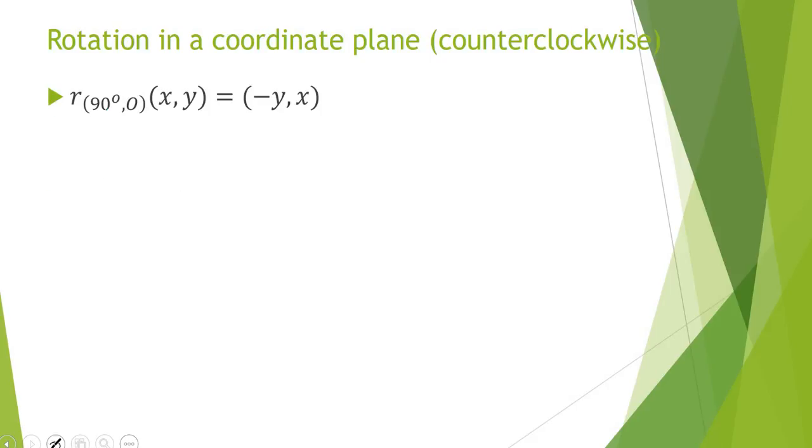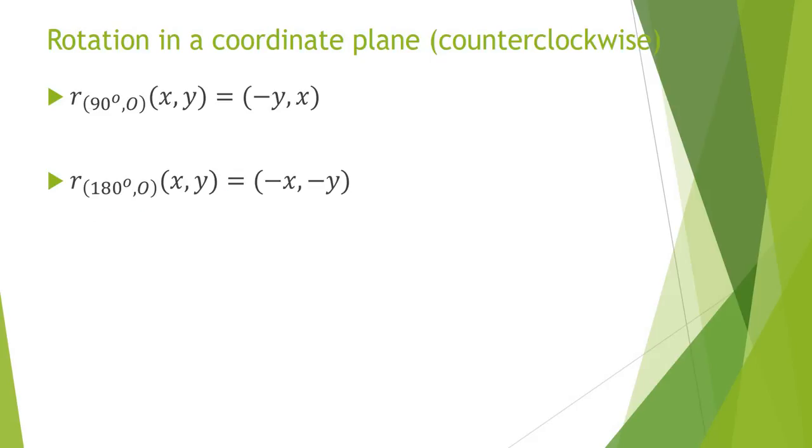Okay, rotation in a coordinate plane. And again, we're talking counterclockwise here. So if I want to rotate 90 degrees around the origin of the coordinate plane, I want to rotate a point x, y. In order to rotate it 90 degrees, I am going to take the y value, put it first, change its sign, and take the x value and put it second. Copy this down. We'll do one in a minute.